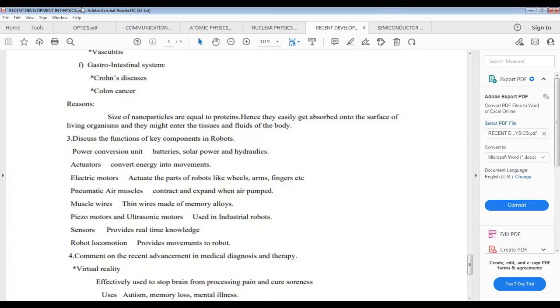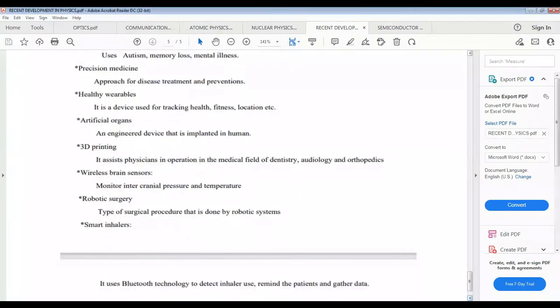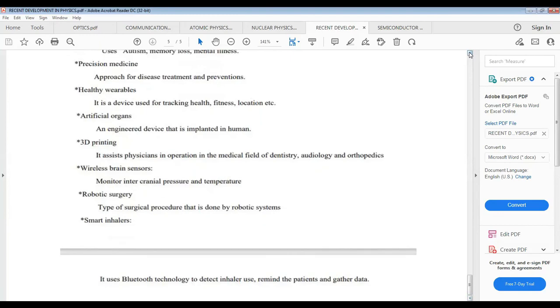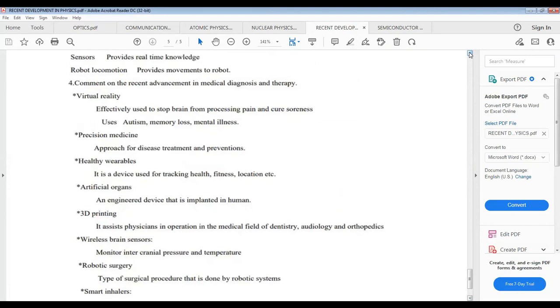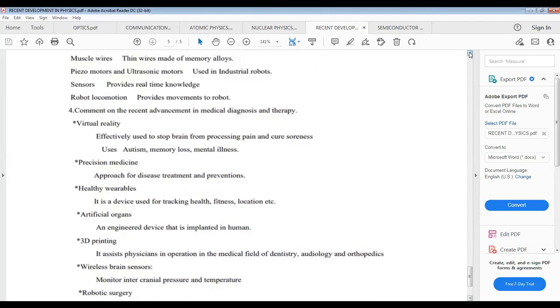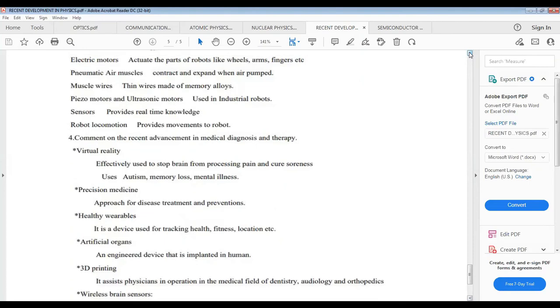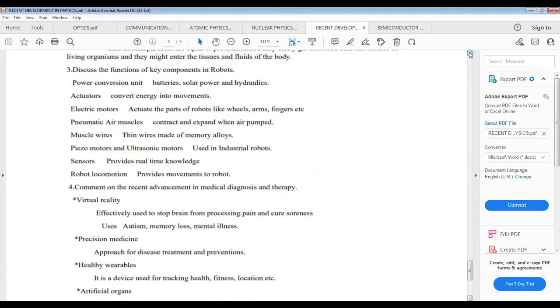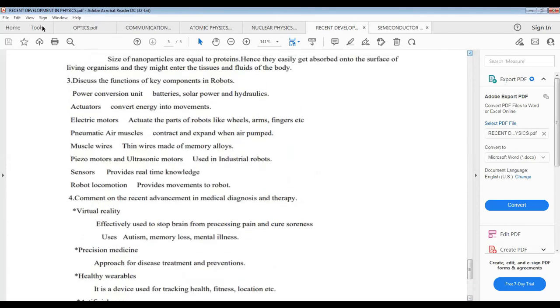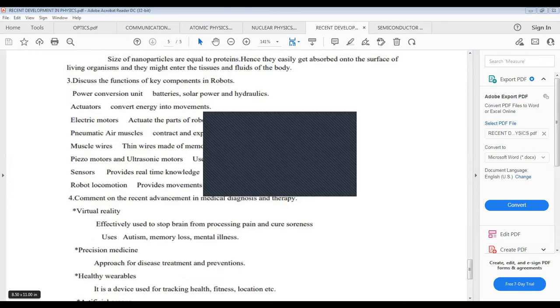So try to do the practical. I think we have discussed all the chapters. If you have any doubt, you can ask. You can chat with us and ask for the doubt also. Some of the PDF files you can see.